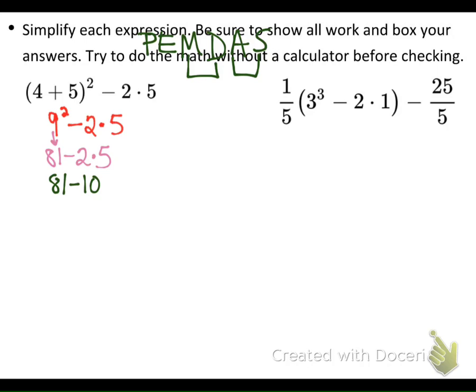My last step here is just to simply finish solving. So what's 81 minus 10? 79. Oops, I forgot to change. And that's my answer.